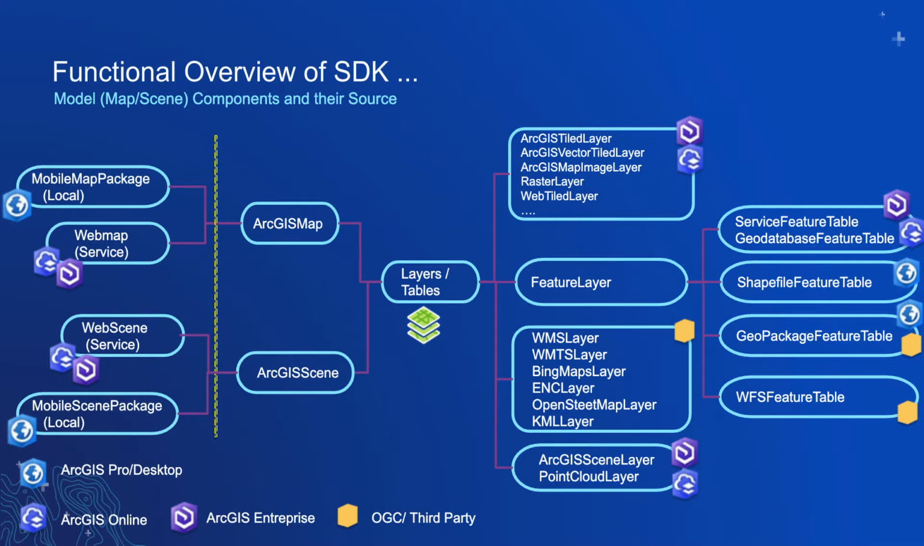The map would include layers and tables. We support a lot of layers that are coming either from the ArcGIS services or any OGC services as well. We also have 3D layers like the scene layer and point cloud layer, and we support all those as well. This slide also shows where the source of this data is, whether it's coming from a desktop environment like ArcGIS Pro, or a service from ArcGIS Enterprise, or a third-party service. So that's an overview of the map and scene and where they get the data from.